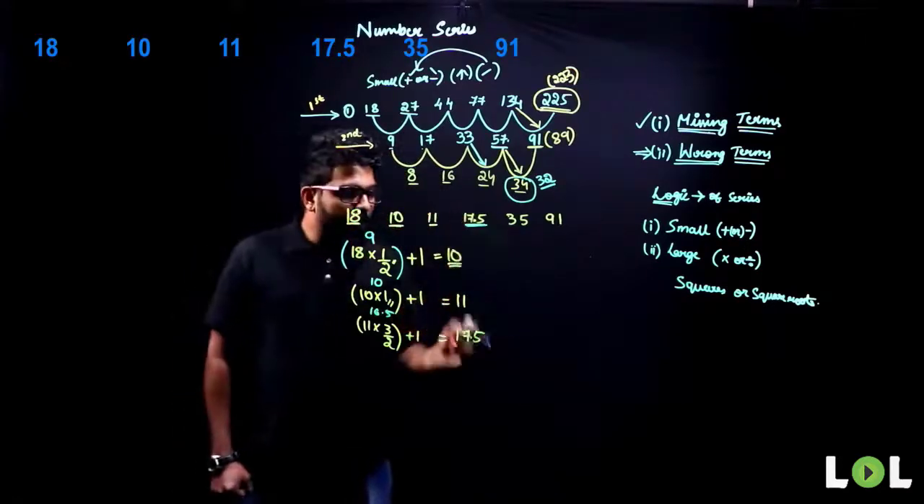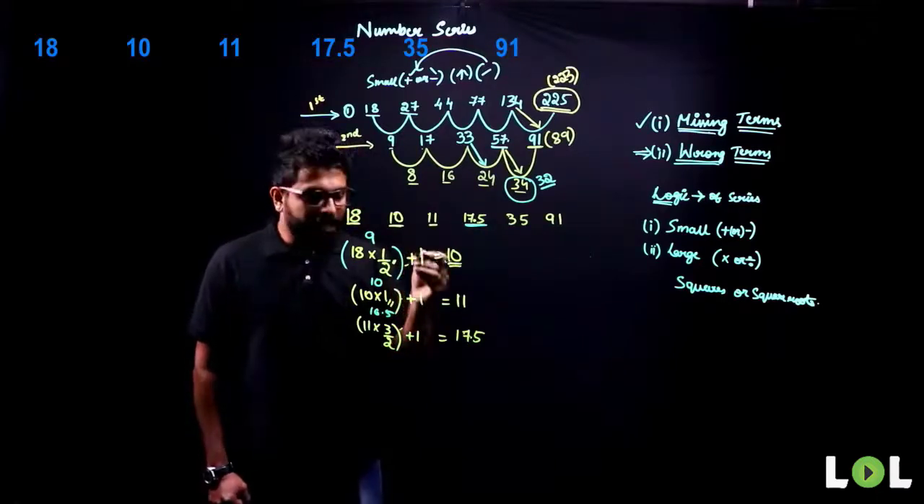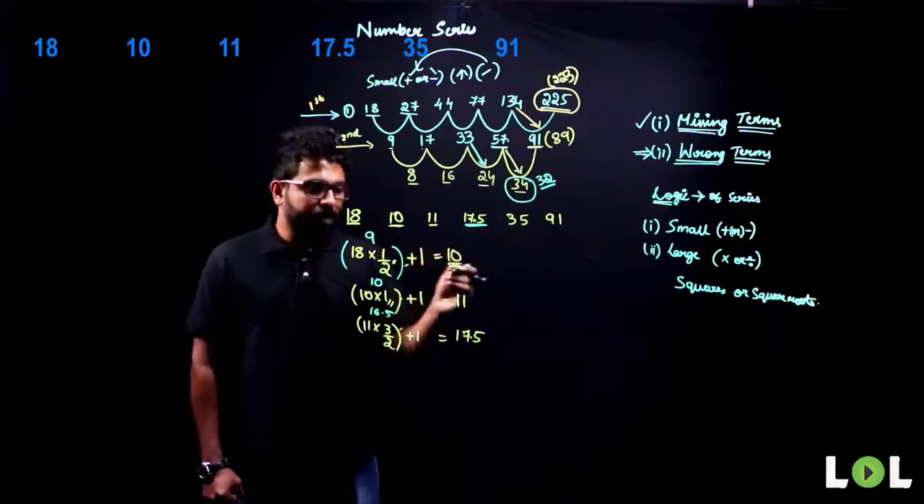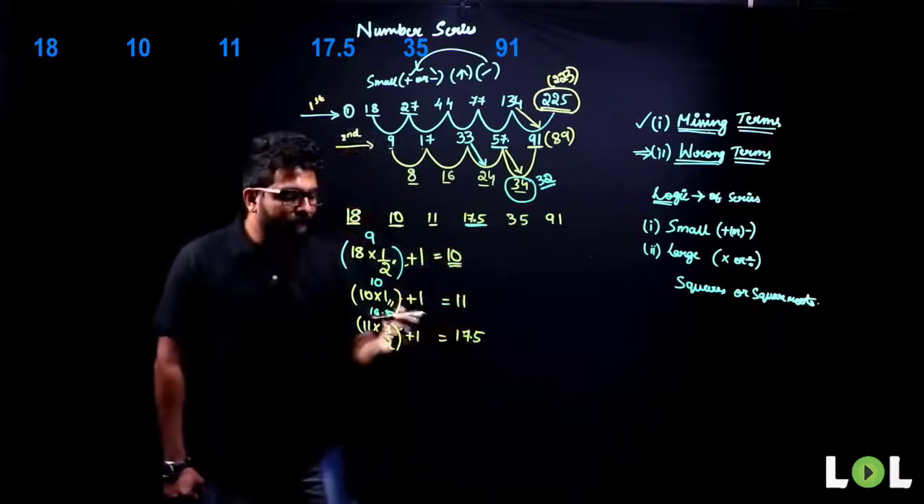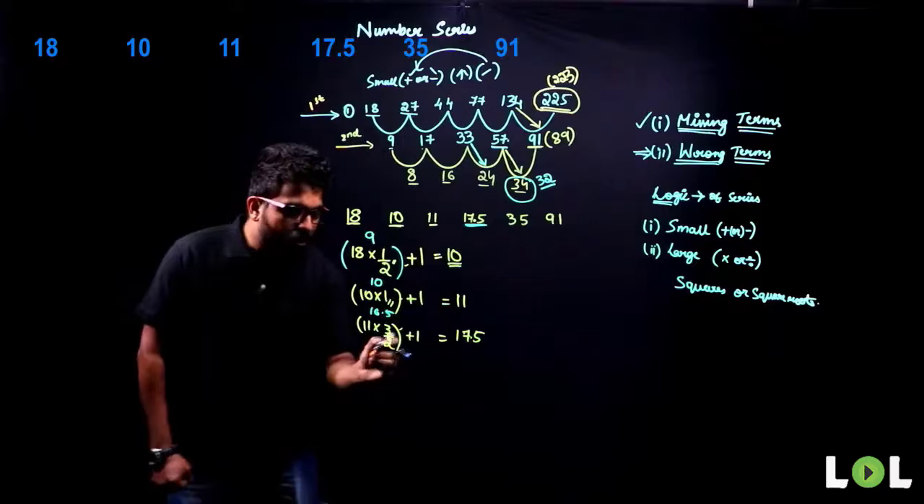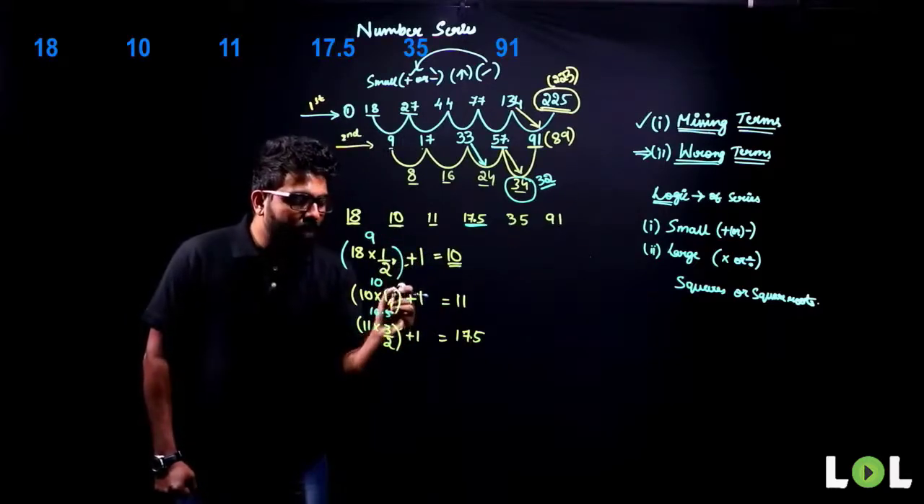So I'm getting this properly. I'm getting 3 logics correctly. If I'm getting 3 continuous logics properly, then it means that it will be the logic for my entire series. So let me check with the same logic next. I multiply with 1 by 2, that is 0.5, then 1, then 1.5.